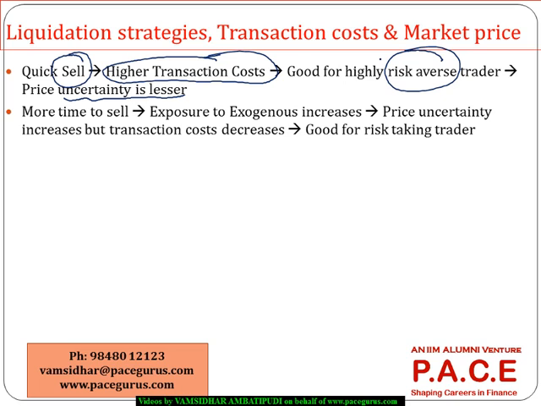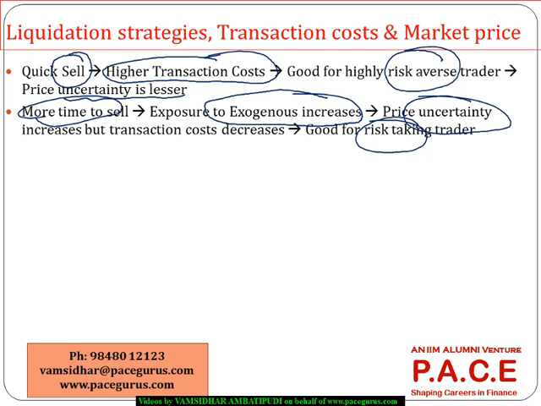Whereas on the other side, we talk about less risk averse or more risk loving kind of traders. They may take more time to sell. Of course, there they may be exposed more and more to the exogenous increase in the prices, or price uncertainty is something that can very well come up, but they will not incur huge transaction costs. So here there is a compromise between the price fall and the transaction costs. Which one do you want to bear more and which one do you want to reduce?